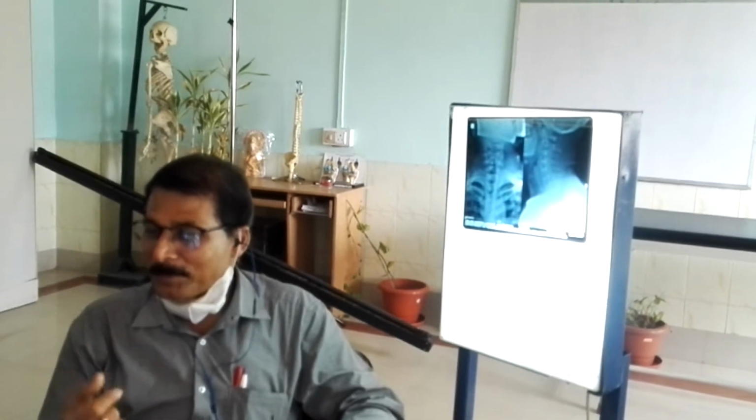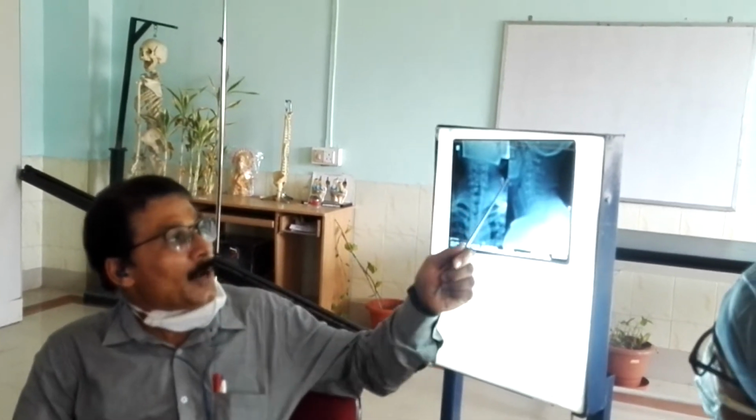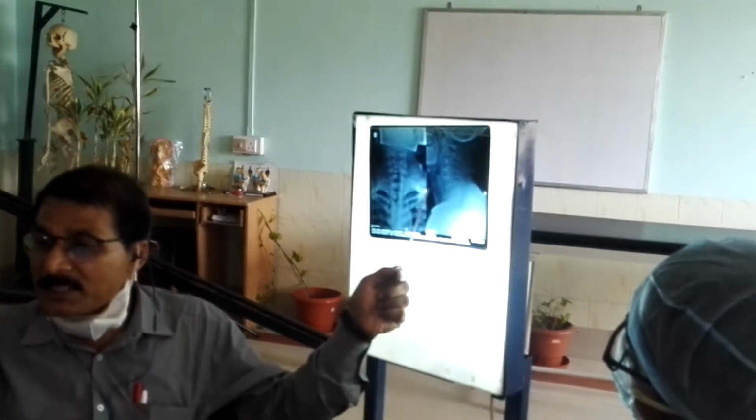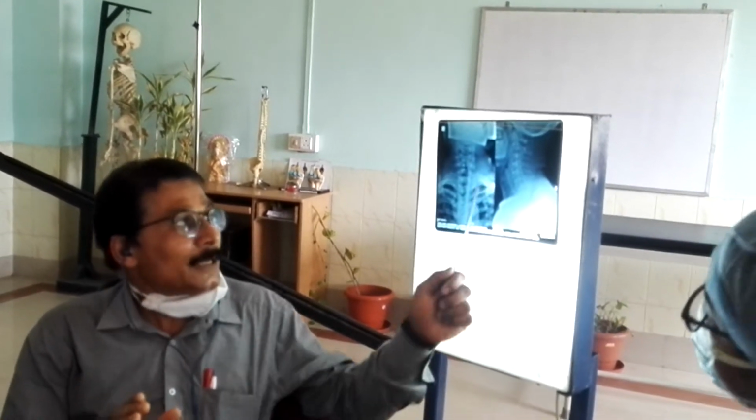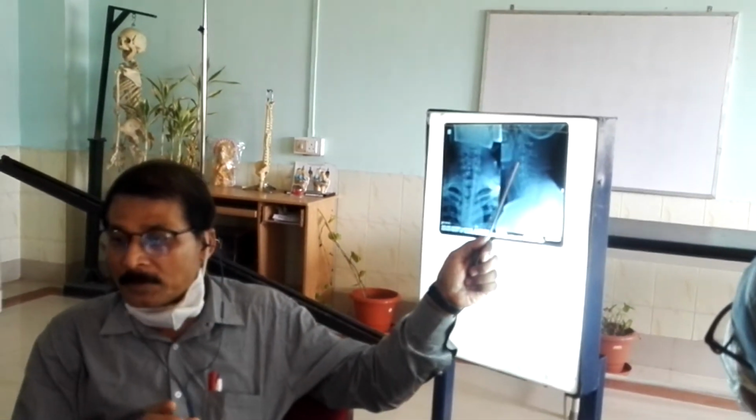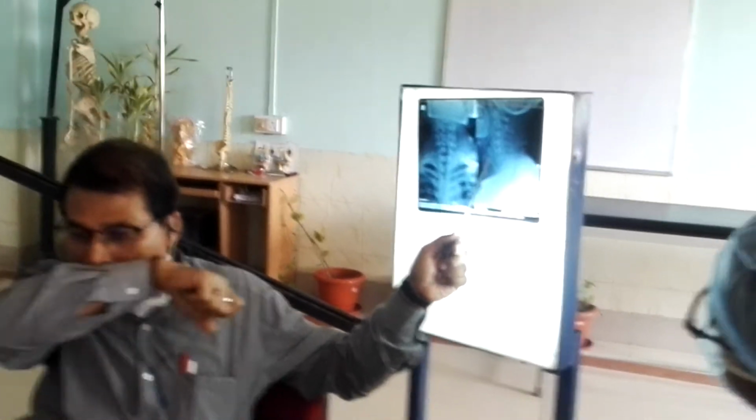What does A mean to us? A means the alignment. Firstly, you have to see the alignment of the cervical spine, how it is maintained. In the alignment, particularly as we said, about the lateral view, we have to concentrate more on the lateral view.